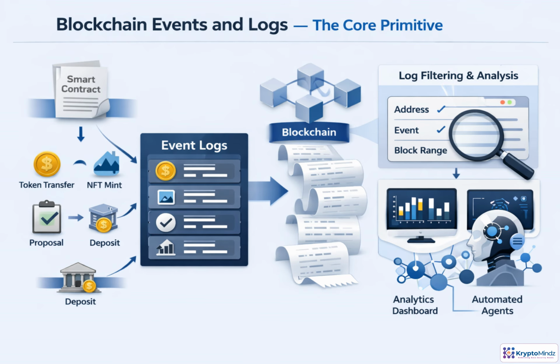When a transaction runs, a smart contract can announce what happened by emitting an event, such as a transfer, mint, deposit, or proposal created. The blockchain records that event as a log inside the transaction receipt. Because logs are indexed, applications do not need to replay every transaction. They can filter by contract, event signature, block range, or indexed fields. For agents, these logs provide reliable, structured signals for understanding on-chain activity and deciding what should happen next.